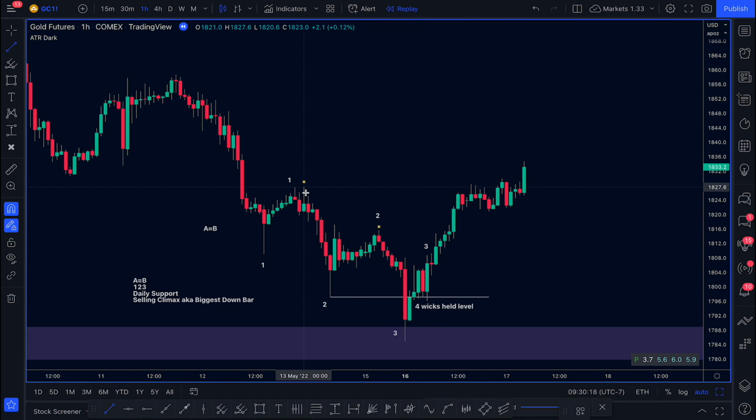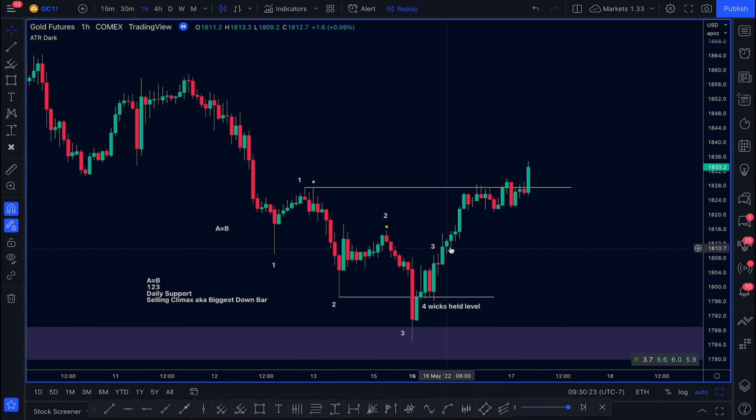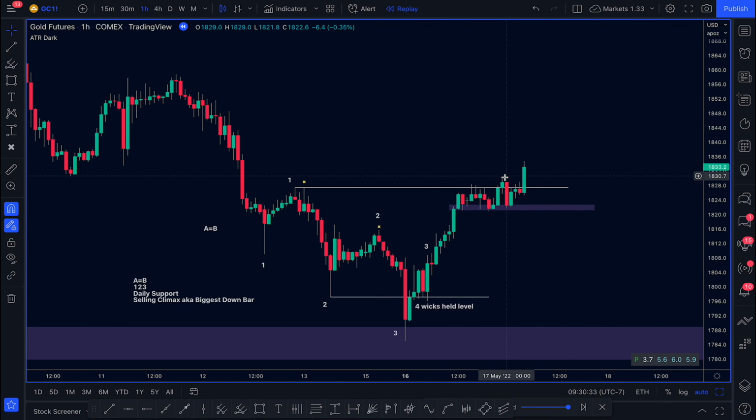So let's mark this level. As you can see, we got up to this level and we tested, rejected, but just tightly held on. So we're tightly holding on here, and then we finally bust through. This is where you want to be paying very close attention. Are we going to push to new highs and take out this major high, or is there going to be some sort of stop run business? So this is where I started paying attention to the market.